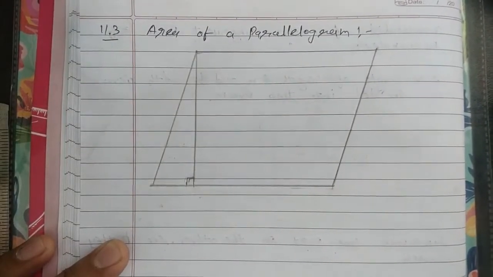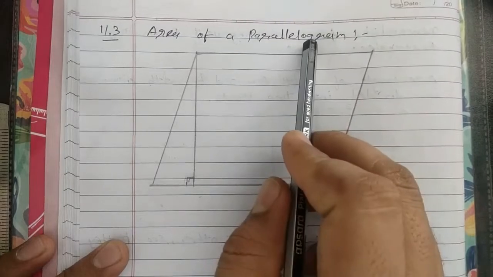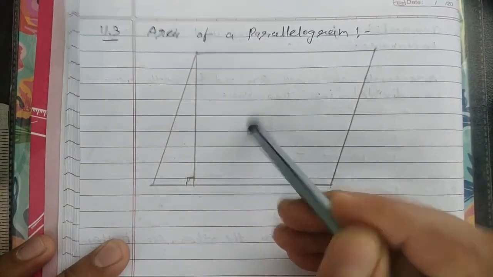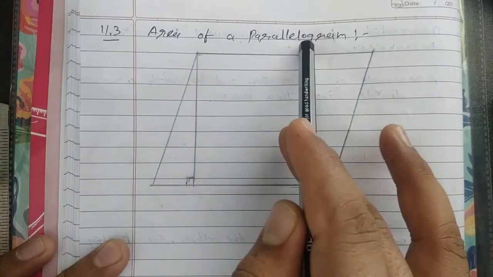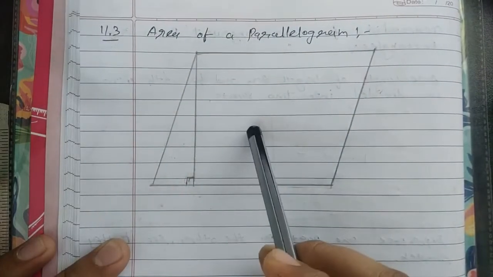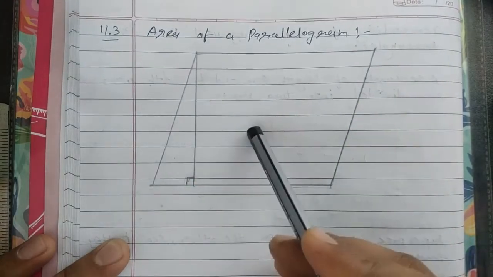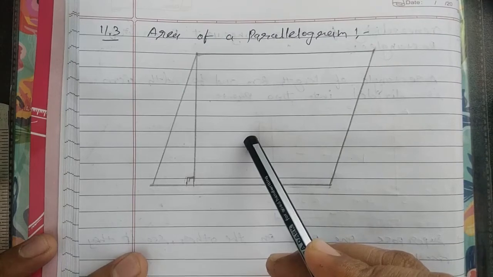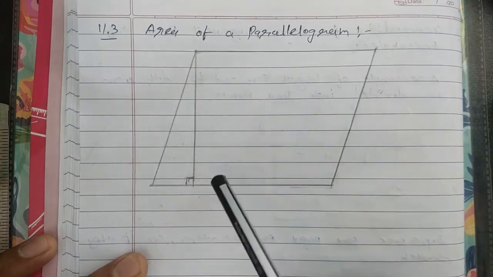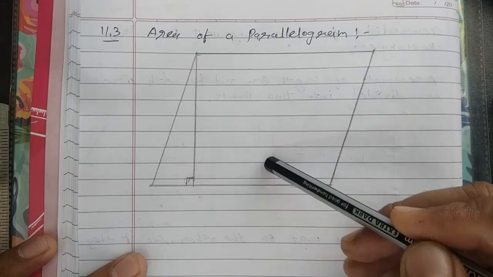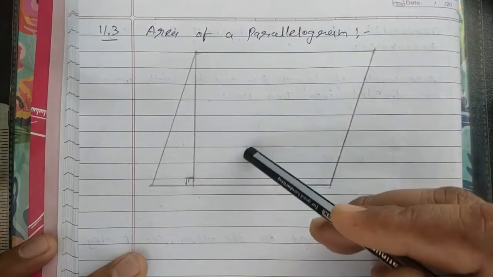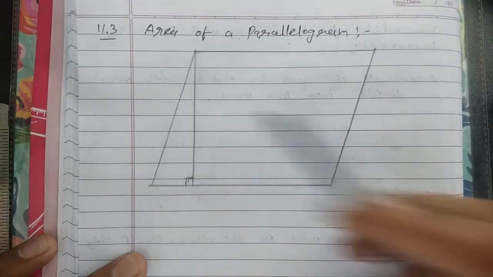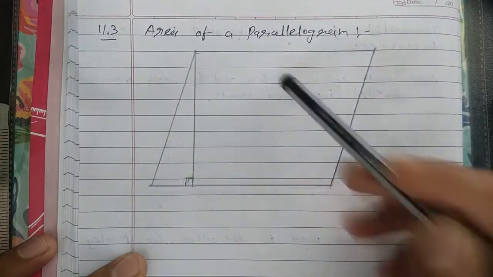Next topic 11.3, area of a parallelogram. In this topic we will find the formula to find the area of a parallelogram. Here this figure drawn is nothing but a parallelogram. What is a parallelogram? A parallelogram is a polygon in which there are 4 sides, and in these 4 sides, the pairs of opposite sides are parallel. These 2 sides and these 2 sides are parallel with each other.